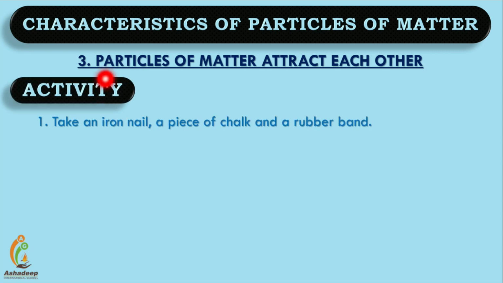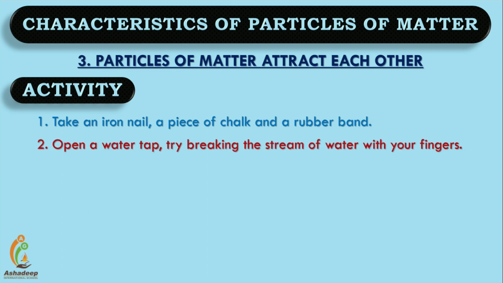Now the third characteristic, that is, particles of matter attract each other. This is the third characteristic and the final one. Let us understand that particles of matter attract each other with an activity. Take an iron nail, a piece of chalk, and a rubber band. This is the first activity. What you have to do is take these three things and hit them with a hammer.